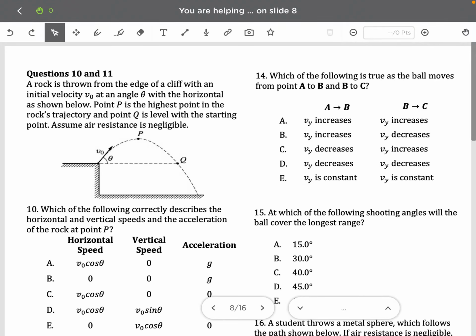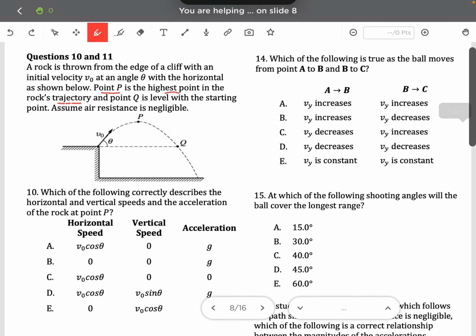These questions are related to the conceptual part of projectile motion. A rock is thrown from the edge of a cliff with an initial velocity V0 at an angle theta with a horizontal as shown below. Point P is the highest point in the rock's trajectory, and point Q is level with the starting point. Assume air resistance is negligible. So when we say trajectory, it actually means the path of the projectile.